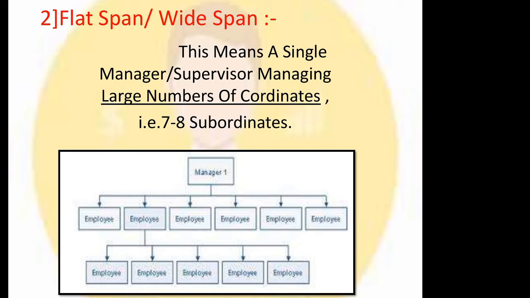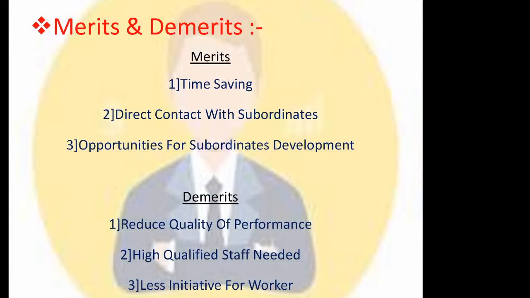Please understand why it is called wide: under one manager there will be at least 7 to 8 supervisors, and under each supervisor again there will be 6 or 7 subordinates. As it is going very flat, it is called wide span of management. Okay, and what are the merits and demerits of this wide span of management? It is time saving, and there will be direct contact with the subordinates, and there will be lots of opportunities for subordinates' development, because when work is allocated, they can learn a lot.